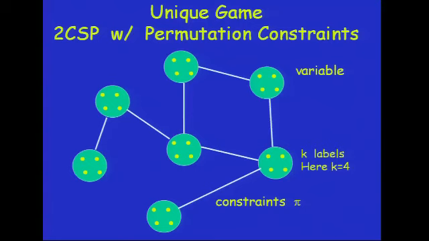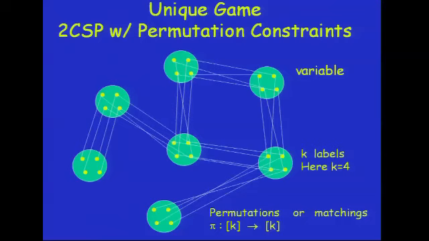It's a labeling problem, meaning to every variable you want to assign 1 out of k labels. In this example k equals 4, and the 4 labels are drawn as 4 little dots inside each circle. So the goal is to pick 1 dot out of each circle. You want to find the labeling that satisfies as many constraints as possible. And the constraints are defined by matchings like this.